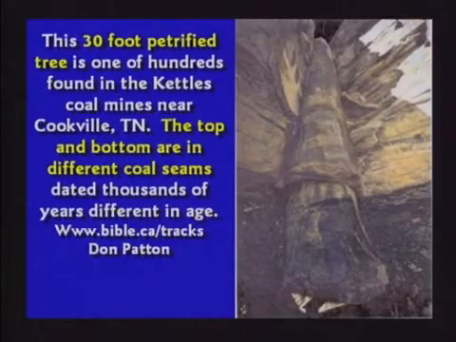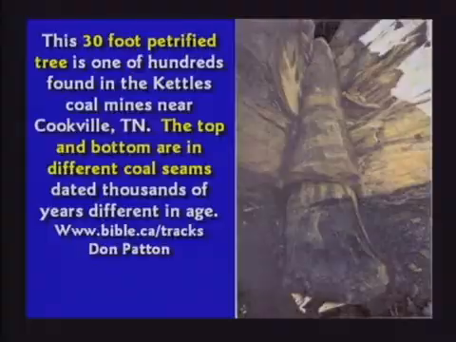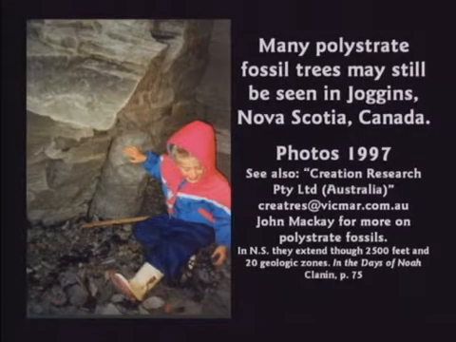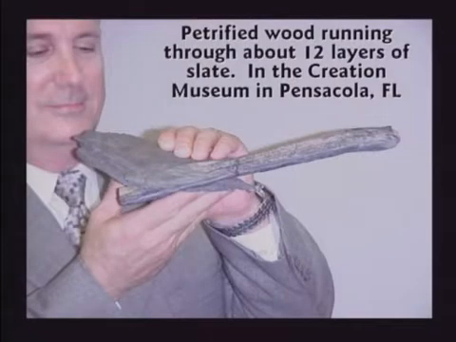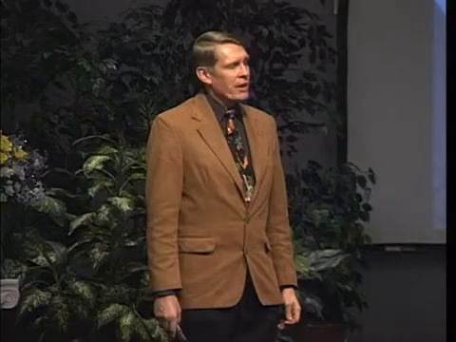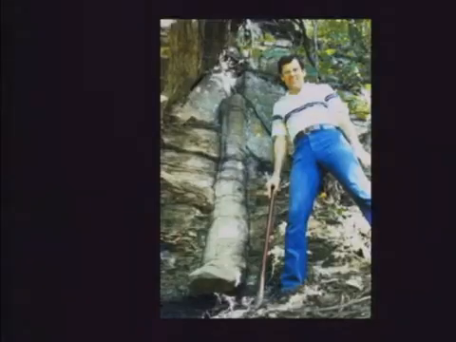Here's some from Cookeville, Tennessee. Petrified trees standing up, running through multiple layers. Joggins, Nova Scotia is famous for its petrified trees in the vertical position. Most of these pictures are on our website, drdino.com. We've got a piece of petrified wood in our museum running through 12 different layers of slate. And they're going to tell you in school each layer of slate represents a different season. That's 12 years. I'm sorry, that's not true. That represents movement of the water and separation of the particles by density or something like that. We get into that in video 6. So don't let them tell you the layers are different ages.